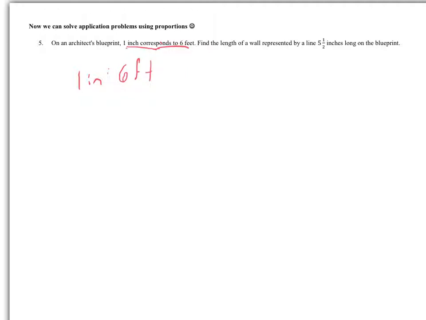The other piece of information, the length of a wall represented by a line 5.5 inches long, we can write that as another ratio, 5.5 inches to an unknown number of feet. So we have two different ratios that we're working with here, and we can write them both as fractions. 1 inch to 6 feet would be 1/6. 5.5 inches to an unknown number of feet would be 5.5 over x. And once again, we'll take our cross products to solve this equation for x.